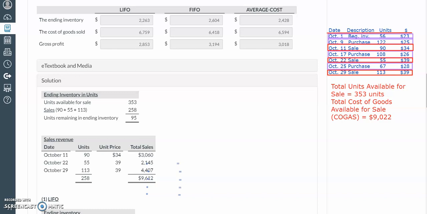So we're going to take the three numbers from our sales and just add that up. And you can see that that happens in this problem right here, where we've added up the 90 units, the 55 units, and the 113 units. That equals 258 units sold out of the 353. So that means that our remaining units is going to be 95 units. So that's how many units are going to be sitting in our ending inventory.